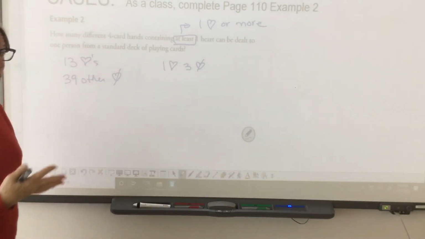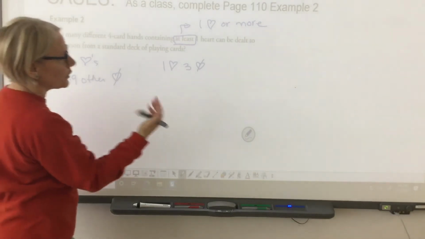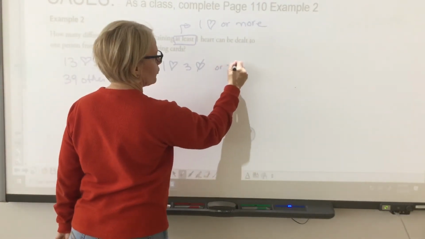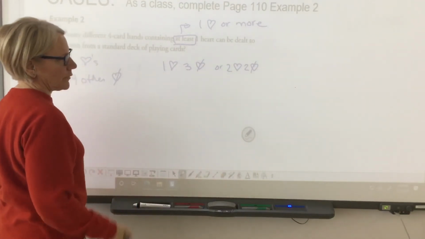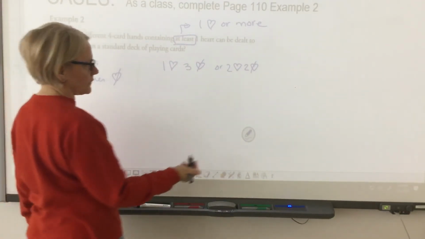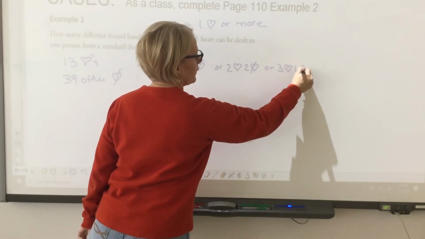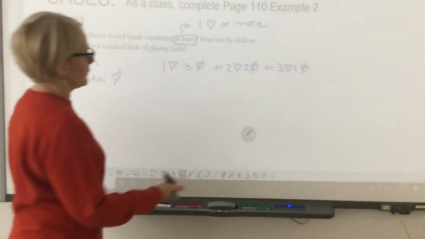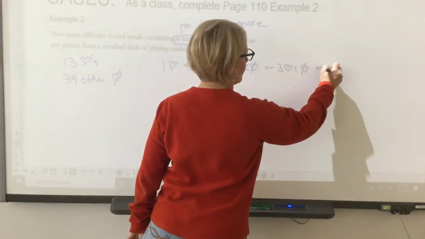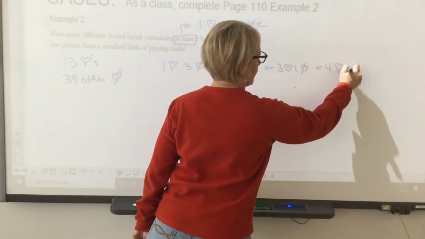But that's not the only possibility, because it's not exactly one heart. I could have 2 hearts and 2 non-hearts, but that's also still not the only possibility. I could have 3 hearts and 1 non-heart. I might go off the screen here, hopefully not. But that's still not the only possibility. I could have all 4 hearts and 0 non-hearts.